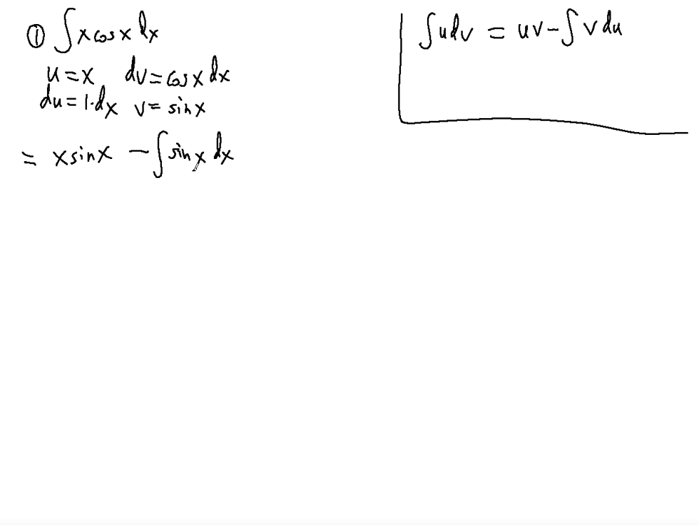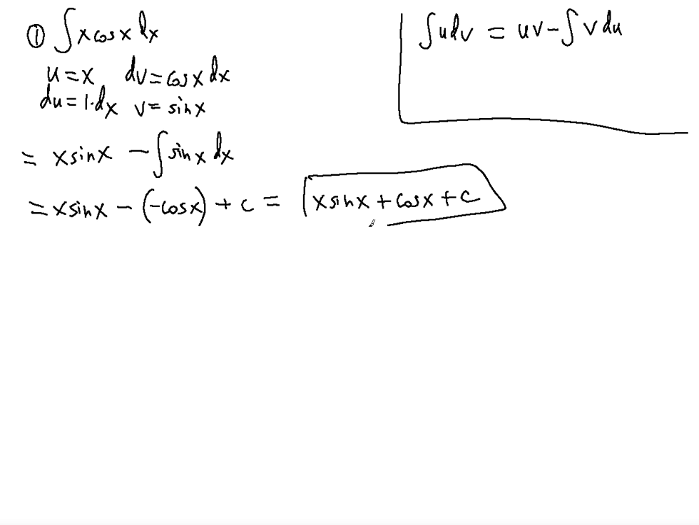As you can see now, it's very easy to integrate sine x. We know that very well. So it's going to be x sine x minus negative cosine x, because the antiderivative of sine x is negative cosine x. Then you will have a constant, so that's equal to x sine x plus cosine of x plus a constant. So there goes your antiderivative.